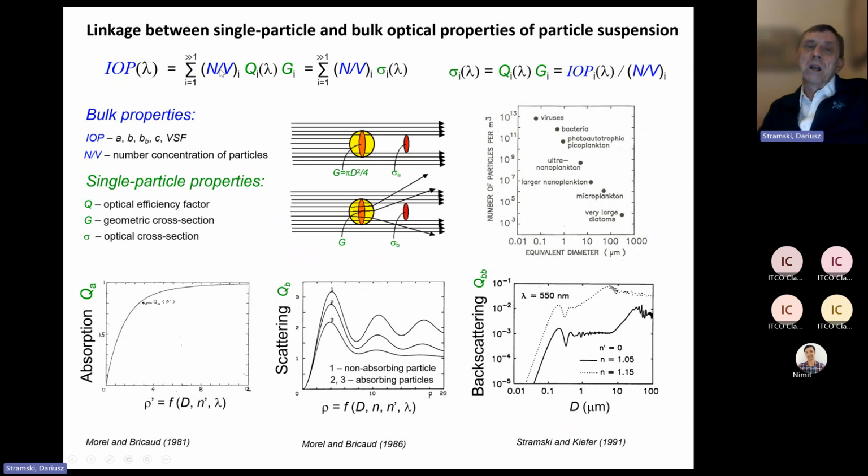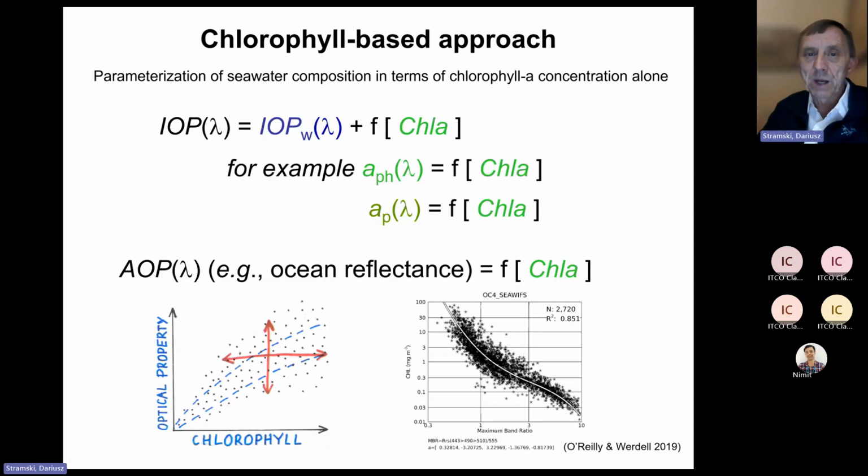And this is extremely complex. Even though this equation at first glance is simple, the complexity is embedded in the fact that the concentration of particles of different types varies, and also these individual single particle properties vary greatly according to the concepts that we discussed today. Now, how has this problem been addressed historically in ocean optics?